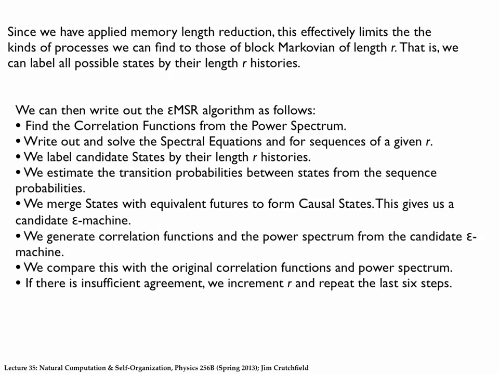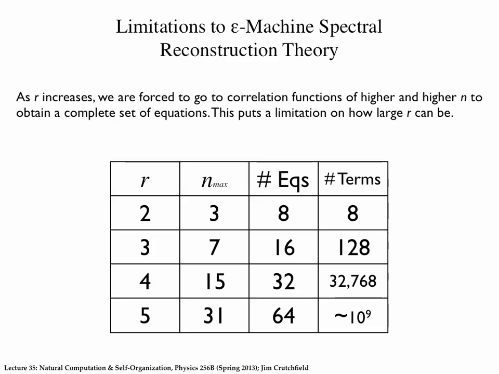Now, back to a question that I asked earlier: how large can R go? Well, at R equals 2, we had to go up to Q equals 3. There were 8 equations, and the maximum number of terms in any equation was 8. Not so bad. R equals 3, I have to go up to Q equals 7, not bad. The number of equations doubles to 16, and the number of terms in the very last equation is 128.